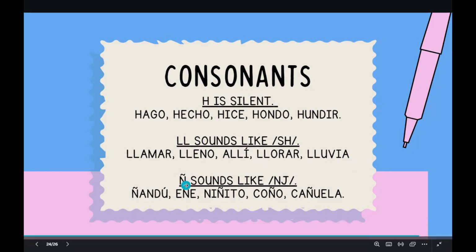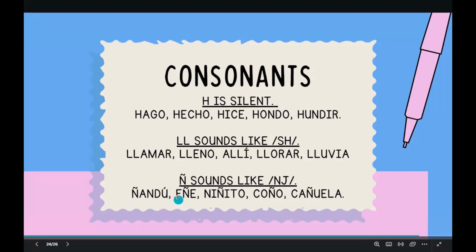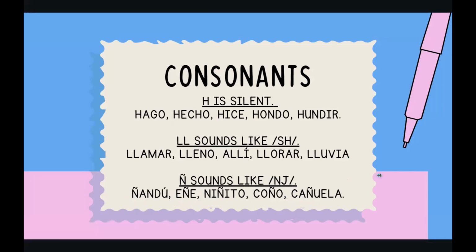Here we have the only letter which is not present in the English alphabet, okay? Which is the letter ñ, which sounds like N followed by J. Let me show you the examples. Ñandú, ñ, niñito, coño, and cañuela. All right? Very well done.